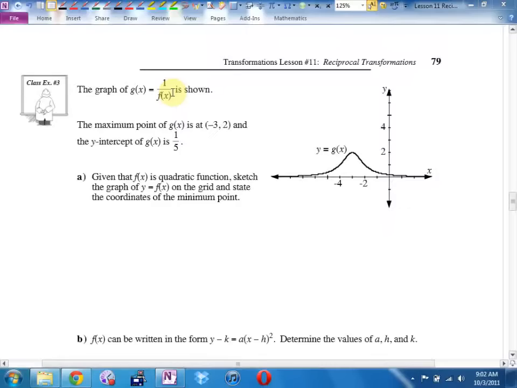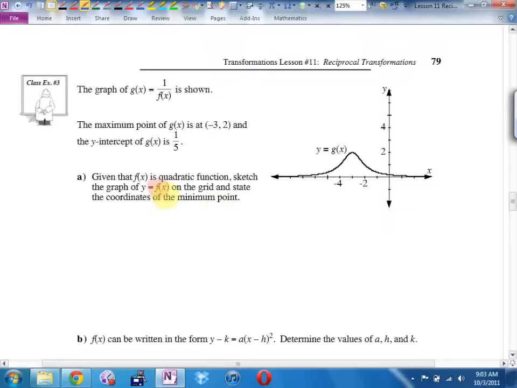Example three says this. The graph of g of x equals 1 over f of x is shown. This is a reciprocal graph. Oh, and the maximum point, this point right here, is at negative 3 comma 2. And the y-intercept right here is at 1 fifth. It says, given that f of x is a quadratic function, this is a reciprocal of a parabola, sketch the original graph and state the coordinates of the minimum point.